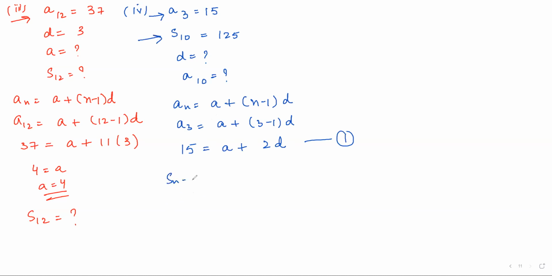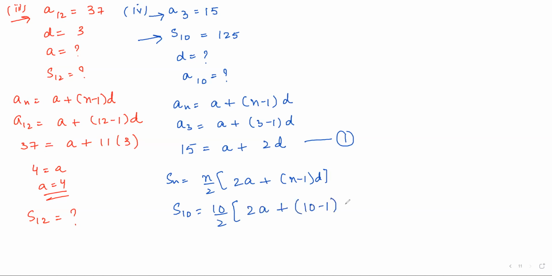Now you start with the second information, that is S10. So put the formula N by 2, 2A plus N minus 1 into D. So S10 will become 10 by 2 into 2 into A, I don't know, 10 minus 1 into D, I don't know. So that becomes, now S10 is 125 is equal to, this is 5 into 2A plus 90, right? And you divide this by 5. So 25 is equal to 2A plus 90, right? Equation number 2.